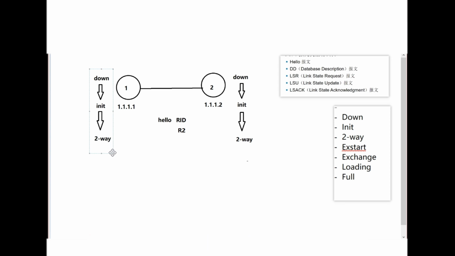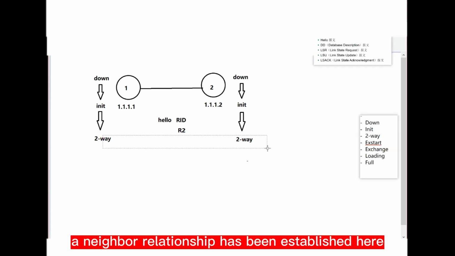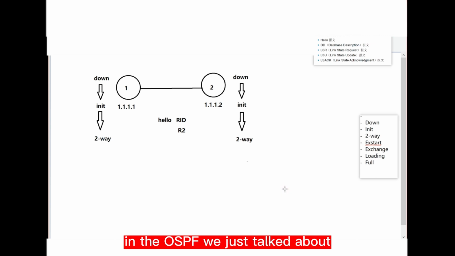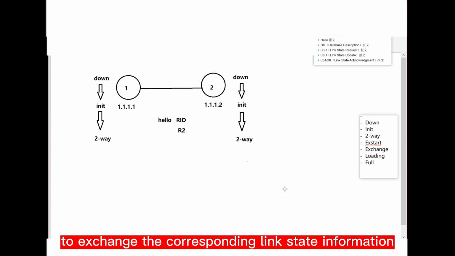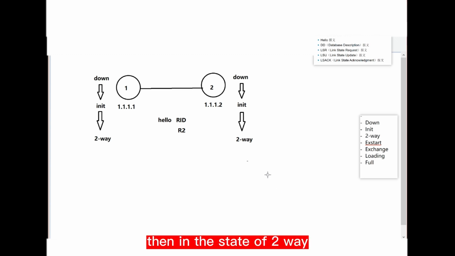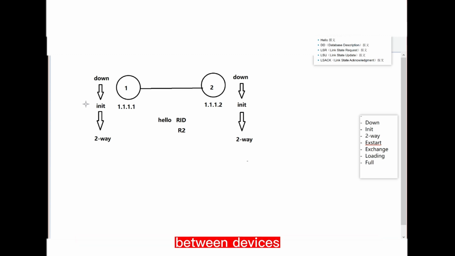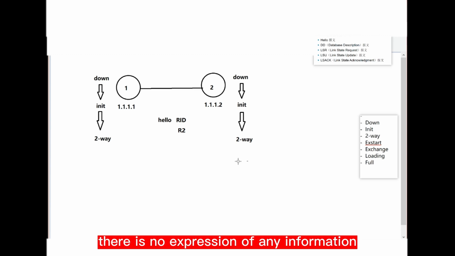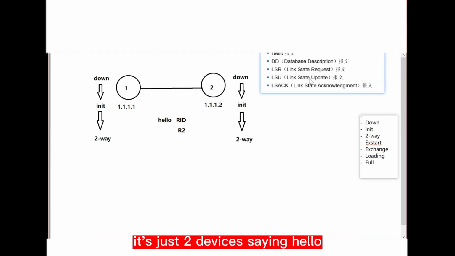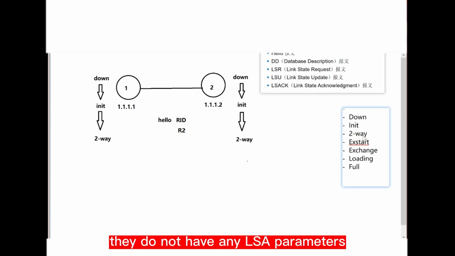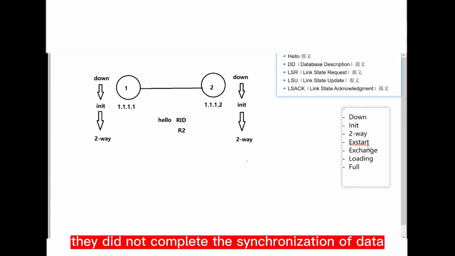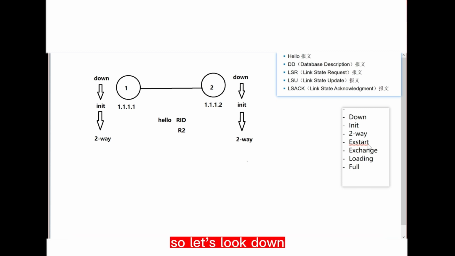In the two-way state, a neighbor relationship has in fact been established here. In OSPF, what we just talked about is exchanging the corresponding link state information. But in the two-way state, there is actually no state information interacted between devices, and no information is expressed. It's just two devices saying hello. They do not have any LSA parameters and did not complete the synchronization of data. So let's look down. The next state is called ExStart.